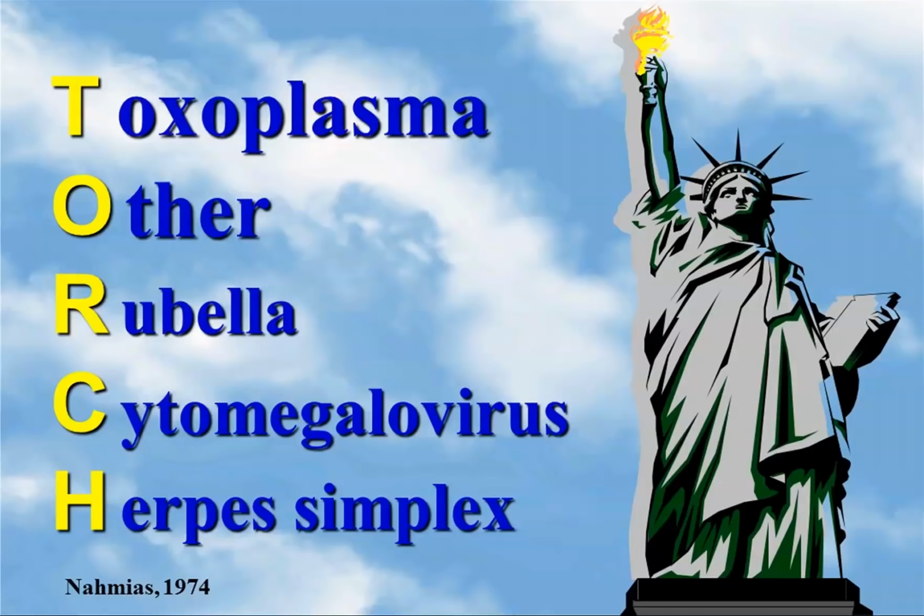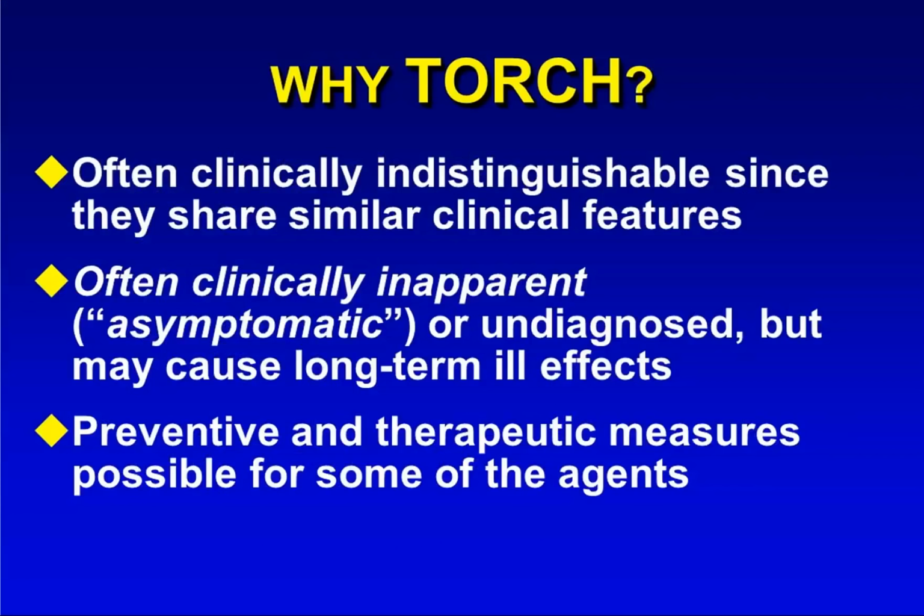Because so many of these babies look similar and many of them may be asymptomatic, Andy Nahmias, an immunologist and pediatric infectious disease specialist at Emory, back in 1974, was the one who first coined the acronym TORCH, with T being toxoplasma, O other, R for rubella, C for cytomegalovirus, and H for herpes simplex. This was a way of trying to alert clinical providers as to what kind of things they should be looking for.